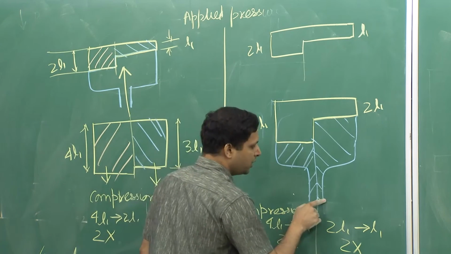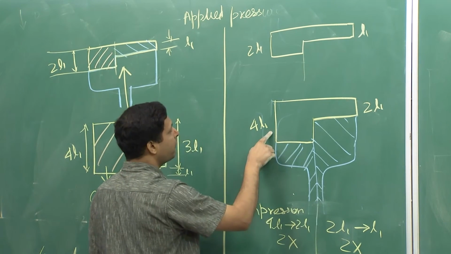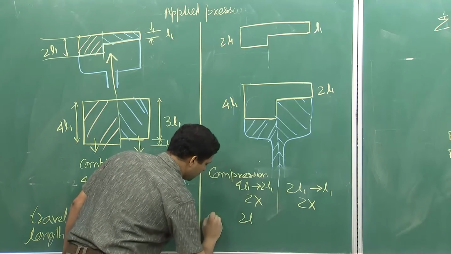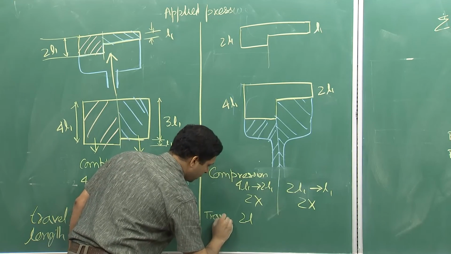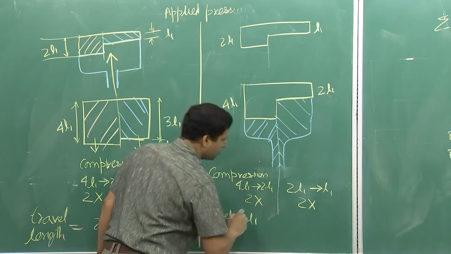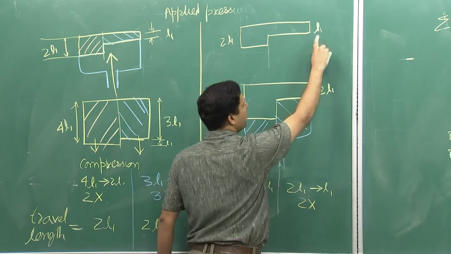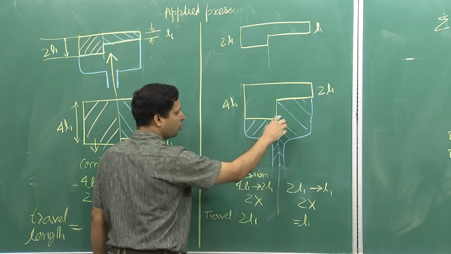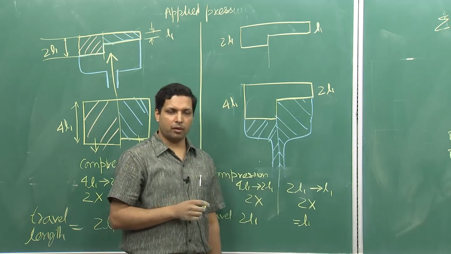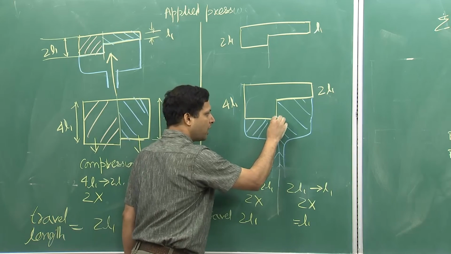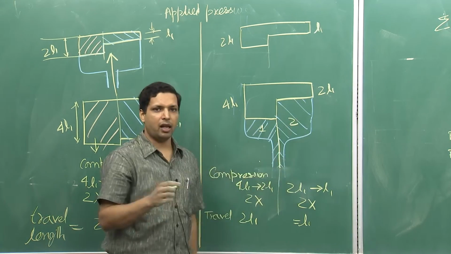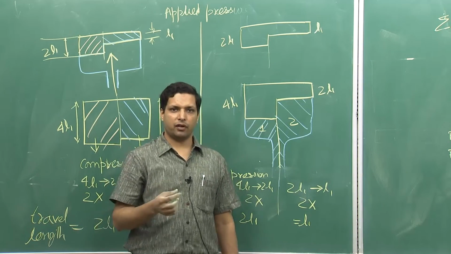What is different here is the total travel. Here it travelled 4 L1 minus 2 L1, which is equal to 2 L1. So, this is travel, how much the piston has to travel, 2 L1. Here it has to travel from 2 L1 to L1, which is equal to L1. So, the two sides of the pistons, these two parts, this is one part, there is another part, they will have to travel different lengths.